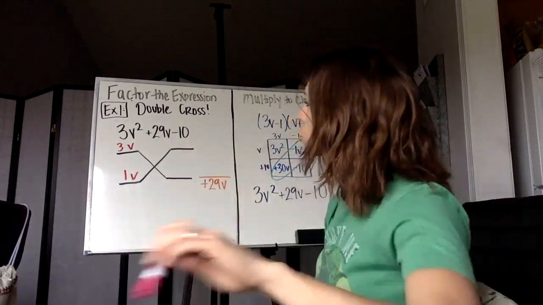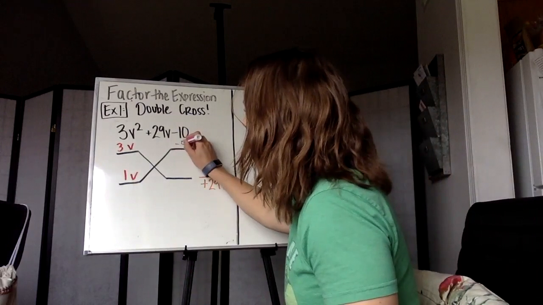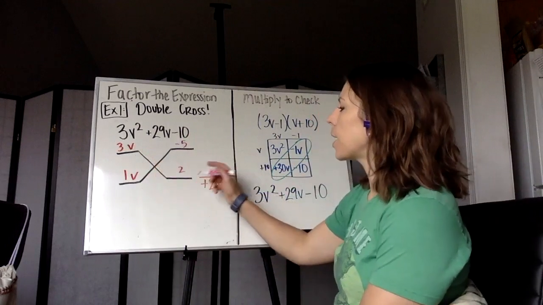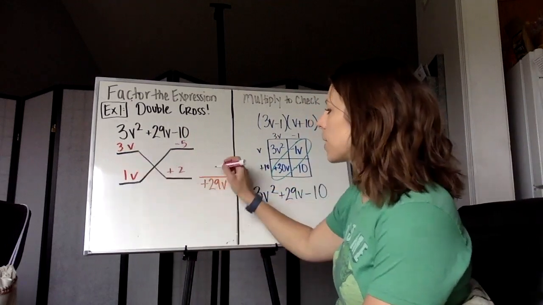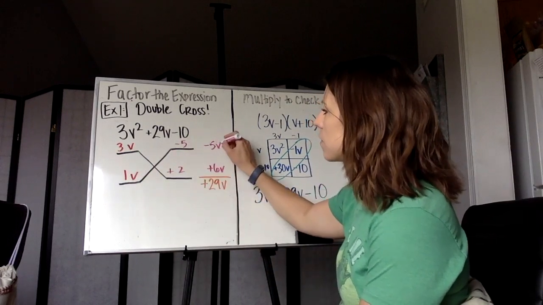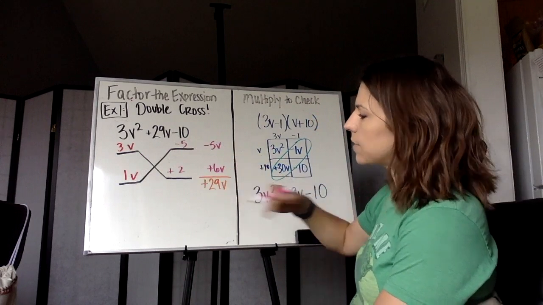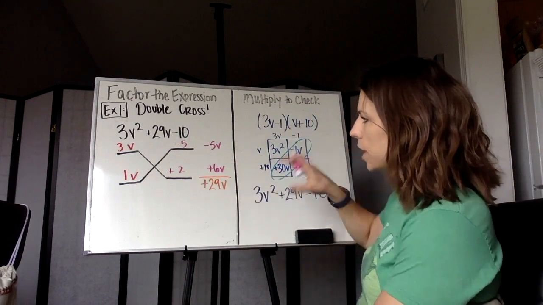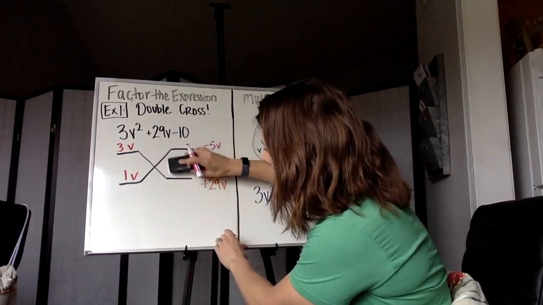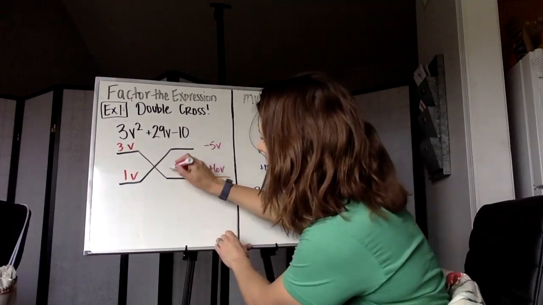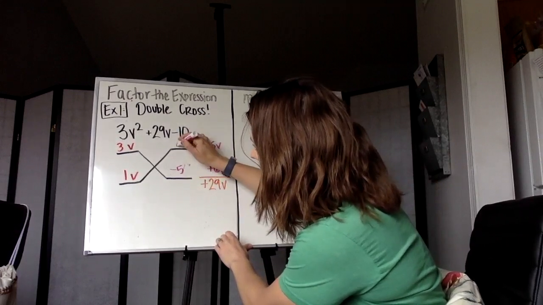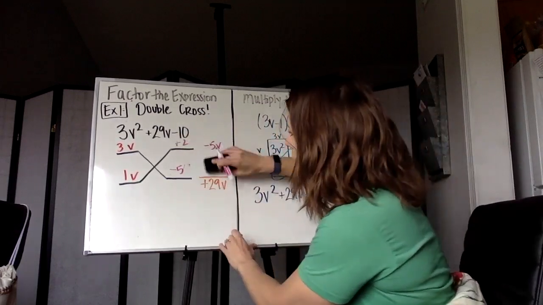So let's try negative 5 and positive 2 and see what happens. I don't think that's right, but we'll see. 3v times a positive 2 is a positive 6v. 1v times a negative 5 is negative 5v. When I add a negative 5v to a 6v, I do not get 29v. So this was wrong. Before we completely disregard negative 5 and positive 2, let's just try flipping them. Put negative 5 down here and positive 2 up there. You never know, maybe by flipping them, it will work out.